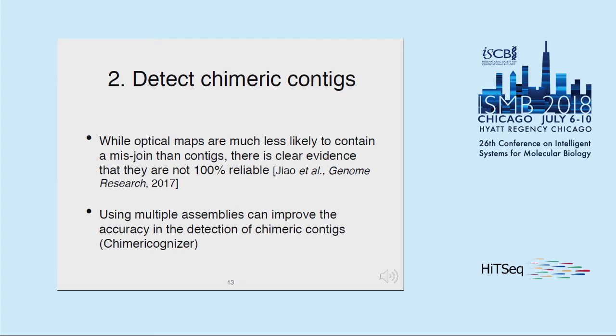However, some studies show that the optical maps can also have misjoins. So to improve the accuracy of this chimeric removal process, we created another tool called the Chimera Cogniser. Chimera Cogniser can use the optical map molecules and the contexts to correct each other based on their abundance. This tool is not published yet, but it's already available on GitHub.